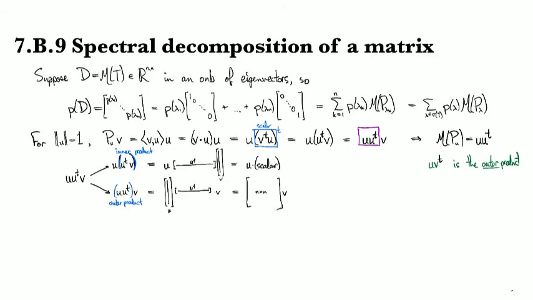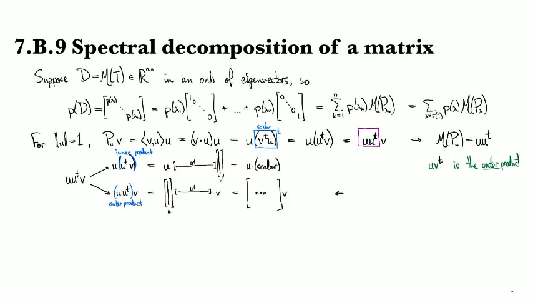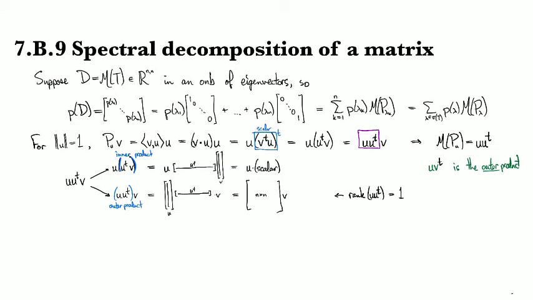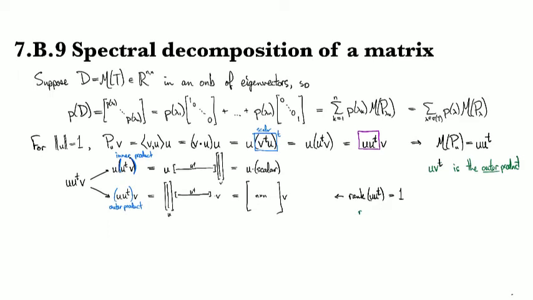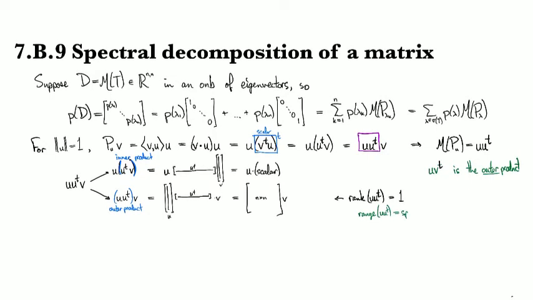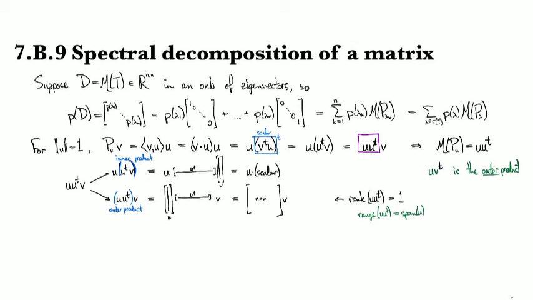Okay, but observe that the rank of UU transpose is 1. There's two ways to make that observation. One is that you can look straight from the definition and you can see that the range of UU^T is the span of U, and so it's clearly one-dimensional, right?